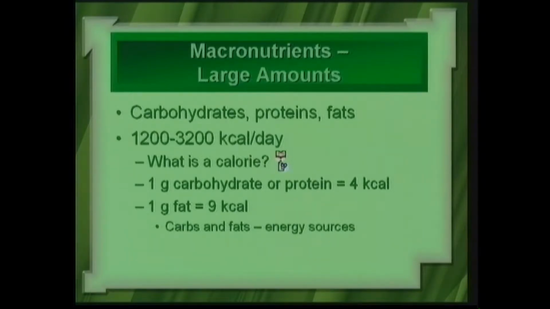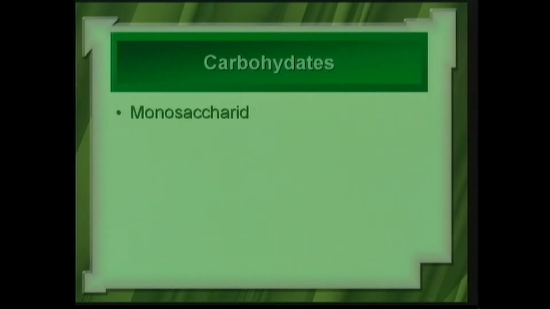Generally too, our bodies will use carbohydrates and fats as energy sources, whereas proteins, we tend to break them down and use them for building blocks to make other substances, because we have many different kinds of proteins in our bodies. We're going to go into that a little bit too. First of all, we'll do a little survey.